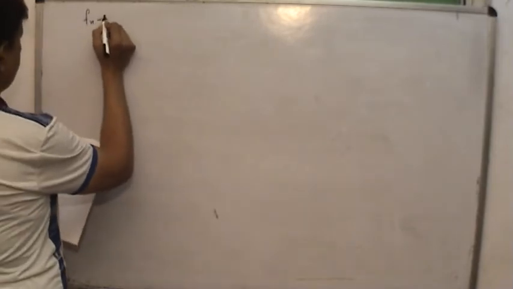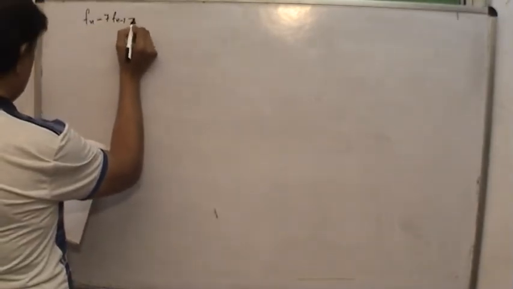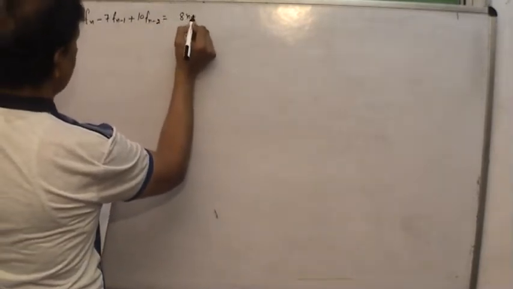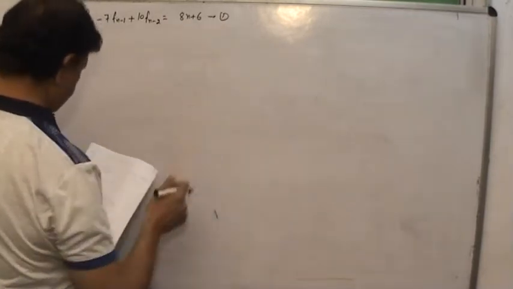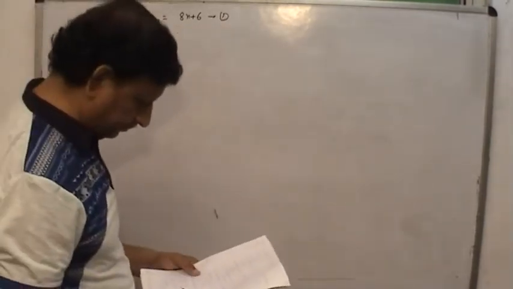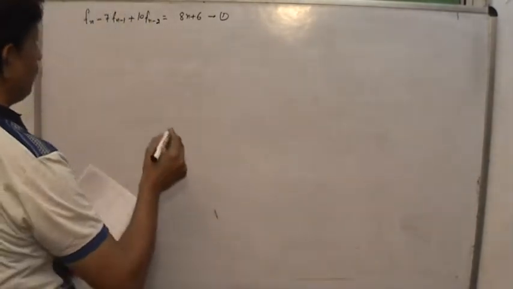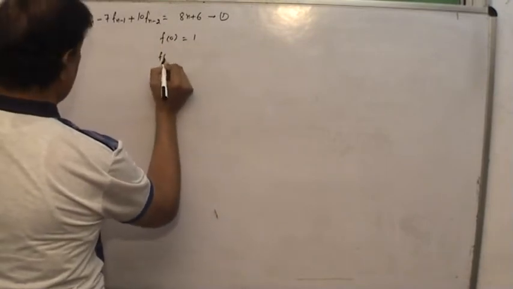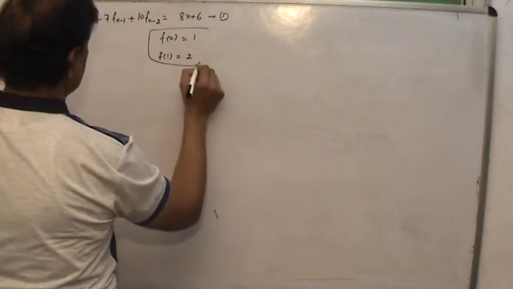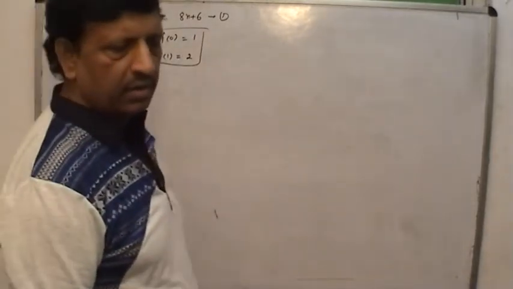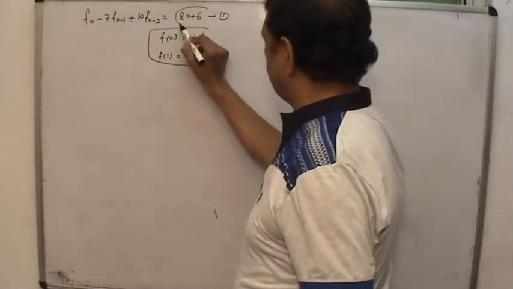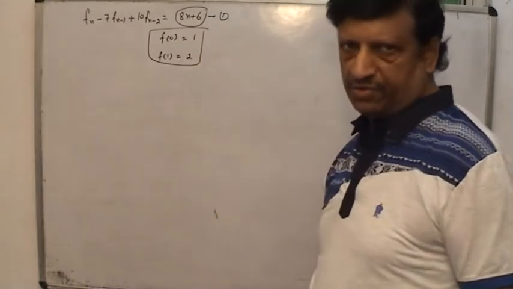Say, let us consider the recurrence relation f of n minus 7 times f of n minus 1 plus 10 times f of n minus 2 is equal to 8n plus 6, with f of 0 is equal to 1 and f of 1 is equal to 2. Solve this recurrence relation. Now it is clear this recurrence relation is non-homogeneous. Why? Due to the presence of this term, it is a linear equation.